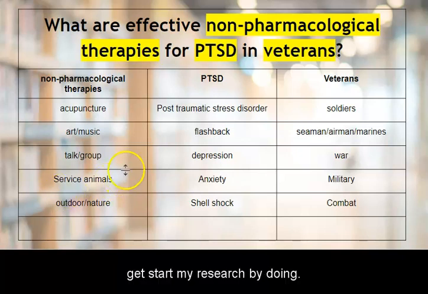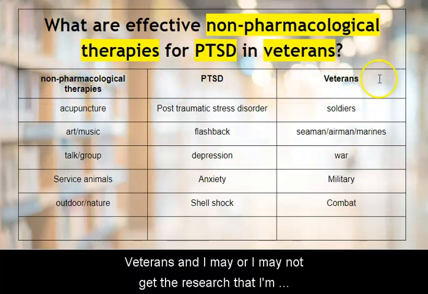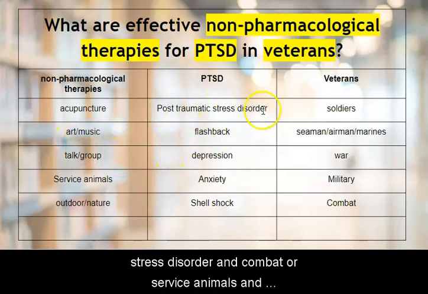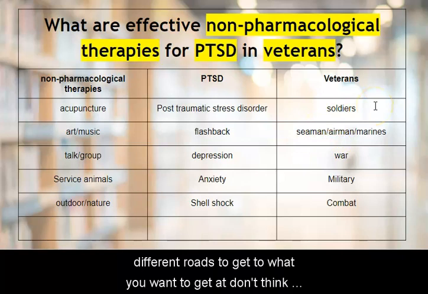So the purpose of this is I could start my research by doing non-pharmacological therapies and PTSD and veterans, and I may or may not get the research that I'm looking for. So I may want to put in art and post-traumatic stress disorder and combat, or service animals and depression and soldiers, for example. So there are many different roads to get to what you want to get at.